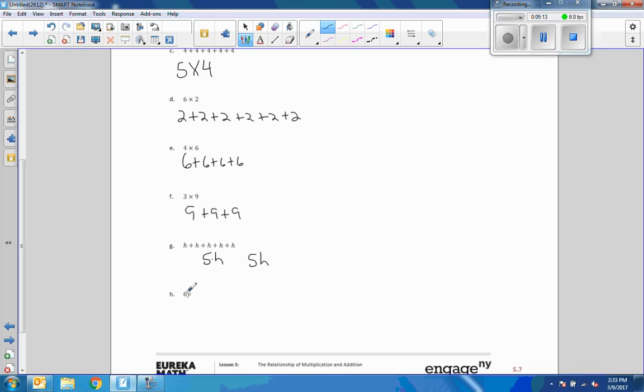Just like in the h, this is a 6y. There is no dot in between. 6y just simply means y plus y plus y plus y plus y plus y. Sound like a broken record, but there are 6 y's there. 6y.